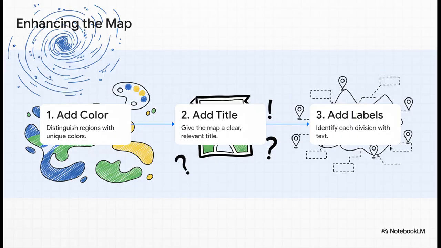So we're going to apply that idea step by step. First, let's add some color so we can tell the different regions apart. Next, a clear title so there's no confusion. And finally, some labels so we know the name of each area. See, already it's 100 times more useful.